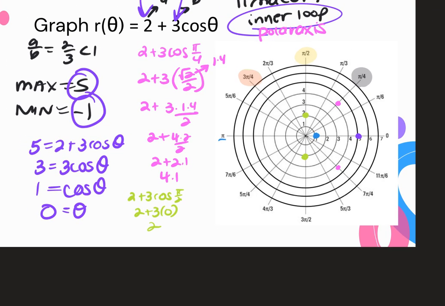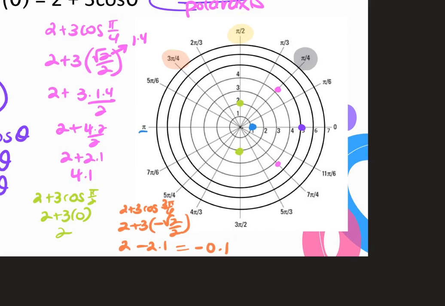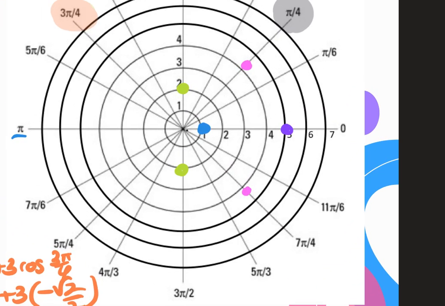And I get 2 plus 3 cosine 3 pi over 4. The cosine at 3 pi over 4 is negative root 2 over 2. So this is 2 minus 2.1, which is negative 0.1. So at 3 pi over 4, I'm going just a teeny tiny bit the other direction, and it would reflect this time up to here.